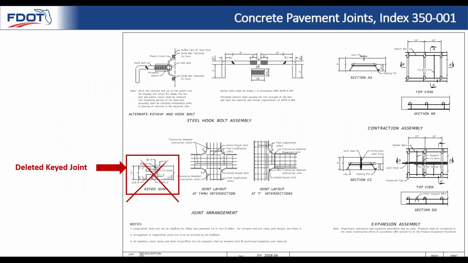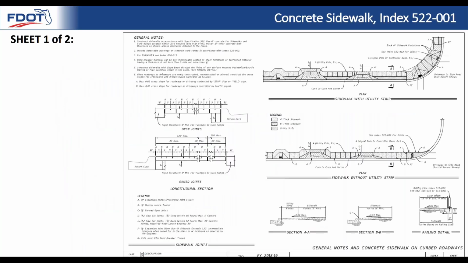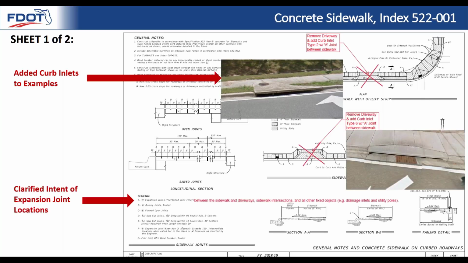Index 522-001 for concrete sidewalks, we made some minor adjustments here for clarification of primarily when to apply expansion joints. The primary question was beginning to become whether expansion joints were required when the sidewalk met up with the back of curb inlets. So within the examples shown on the index, we updated them and note A about expansion joints to make it more clear that it is required for inlets.